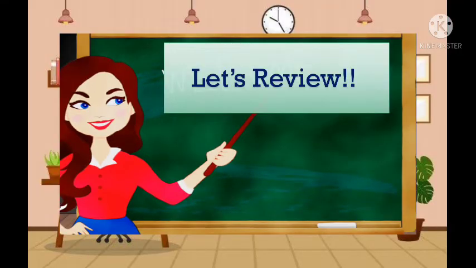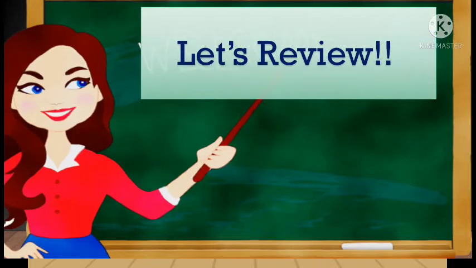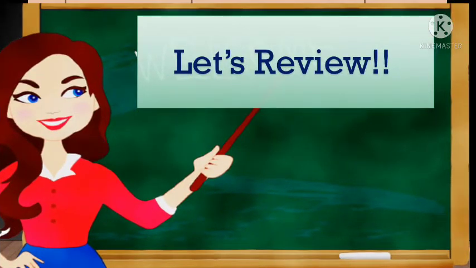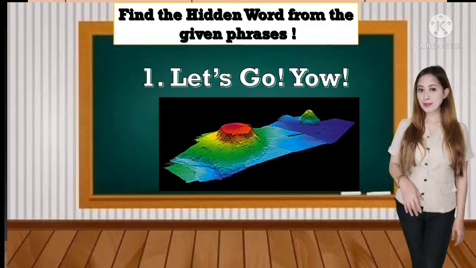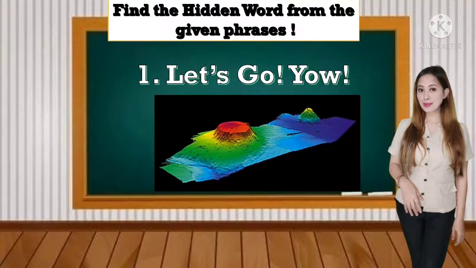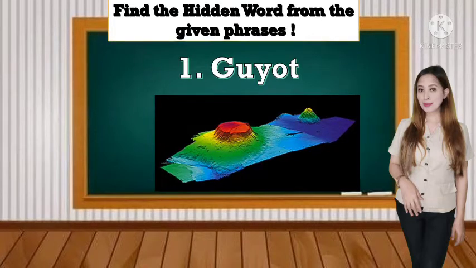So last week we discussed the stresses in rocks and the seafloor spreading. So let's review our past discussion by answering the following questions. Let's review by finding out the hidden word from the given phrases below. Let us start with the first phrase. What do you think is the hidden word? The correct answer is guyot. The pronunciation of this word is not guyot but geyo.